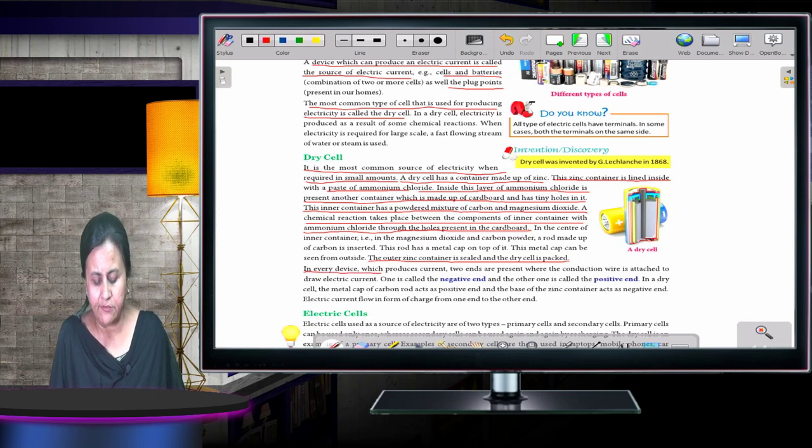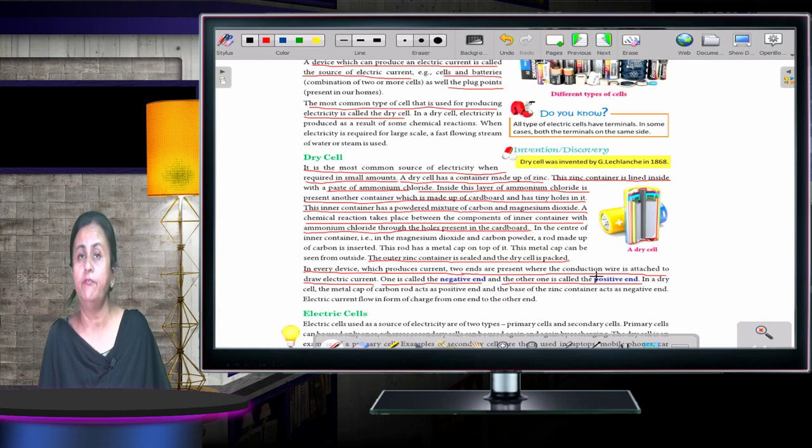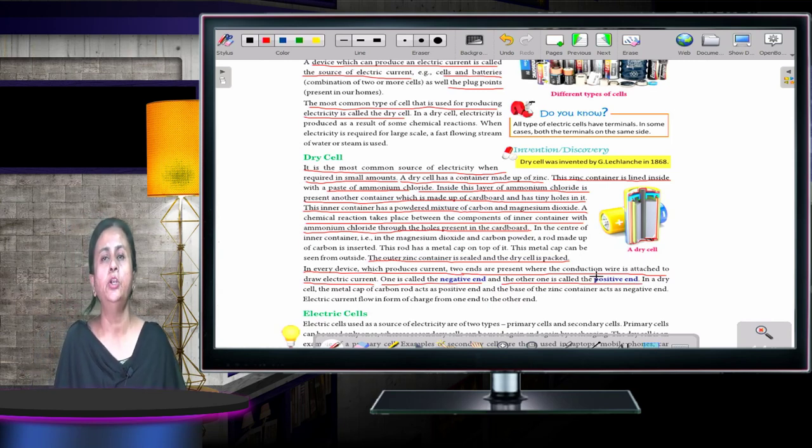In every device which produces current, two ends are present where the conduction wire is attached to draw electric current. One is called the negative end and the other one is called the positive end. Always there would be two ends, positive and negative. Fine. Now, the next one is electric cells.